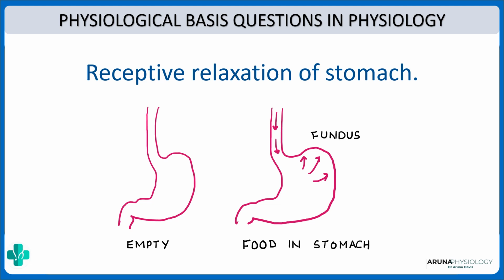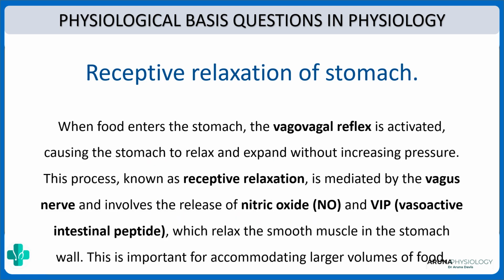Now, what is the physiological basis for this receptive relaxation? That is done by the vagus nerve. When food enters the stomach, the vagovagal reflex is activated. That means the food distends the stretch receptors, which send the information to the vagus, and via the vagus itself, the stomach relaxes. That is why it is called the vagovagal reflex. It causes the stomach to relax and expand without increasing pressure. So this is known as receptive relaxation.